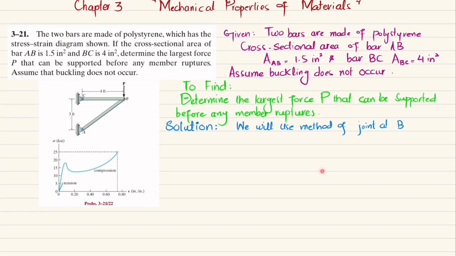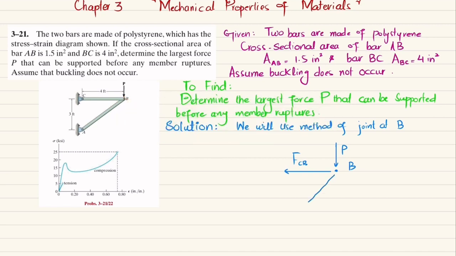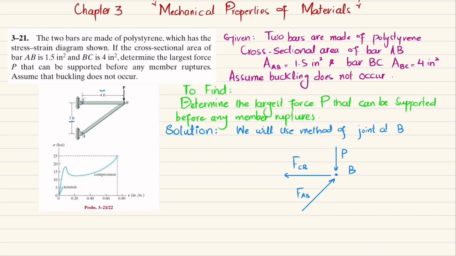So let me draw the free body diagram. This is point B, where we have a load P that is acting downward. The force that member CB exerts on point B will be this FCB, and the force that member AB exerts on point B will be this one, and this is an inclined force. This is FAB. Now you can see the ratio of their sides. Horizontal is 4 feet and vertical is 3 feet. So this hypotenuse will be 5 feet, and we can find its horizontal and vertical components by using equations of equilibrium.